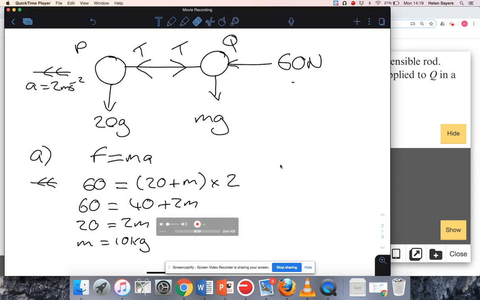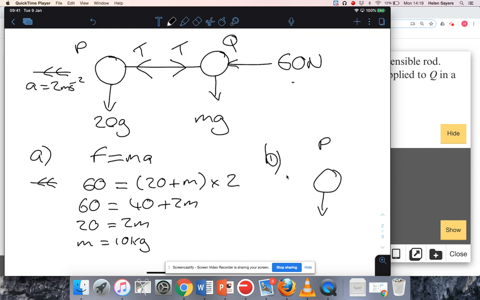So I can look either at P or at Q as separate objects, and either would be absolutely fine. So let's look at particle P, because the benefit of looking at P is if I've got the mass wrong, this is not going to affect my answer, because I knew the mass of P was 20 kilograms, and that's being pushed along by the thrust in the rod. And I know from the question that it's accelerating at 2 meters a second squared.